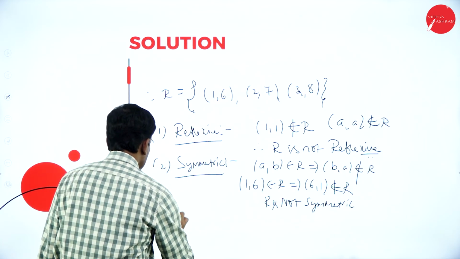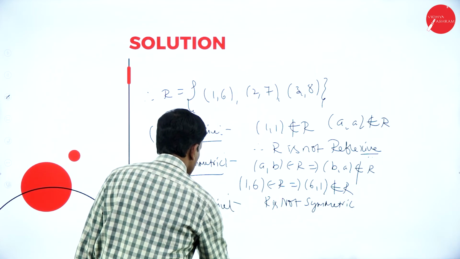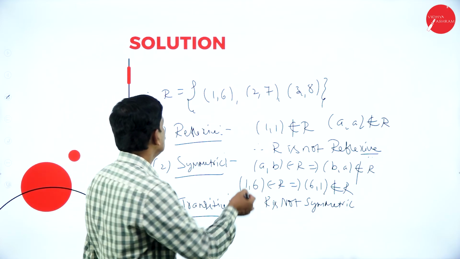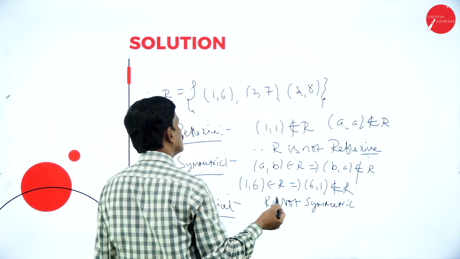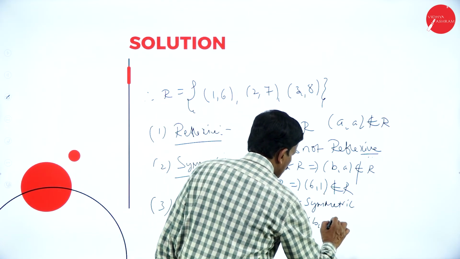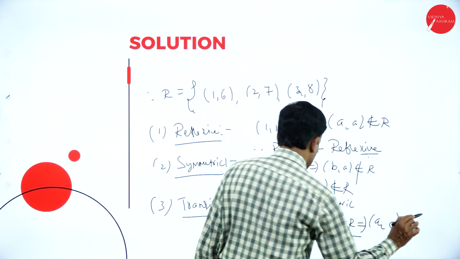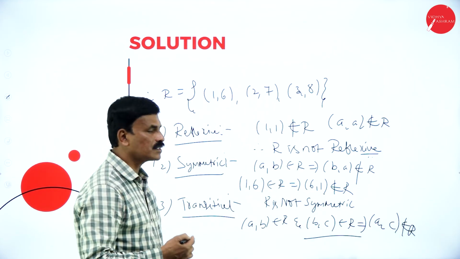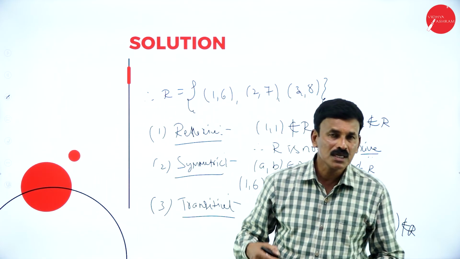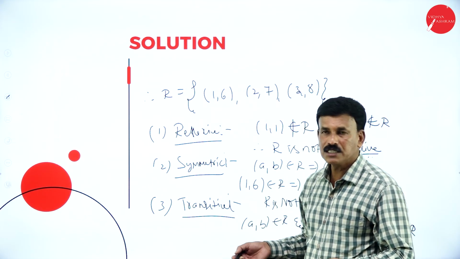And verify the last property, the transitive property. What is transitive? If (a, b) belongs to R and (b, c) belongs to R implies (a, c) belongs to R. Let us take any element. Here this condition is not satisfied at all. So (a, b) belongs to R and (b, c) belongs to R implies (a, c) does not belong to R, right? So R is not transitive. Therefore the given relation is neither reflexive nor transitive nor symmetric. Hence this is also an example of a relation that is not an equivalence relation.